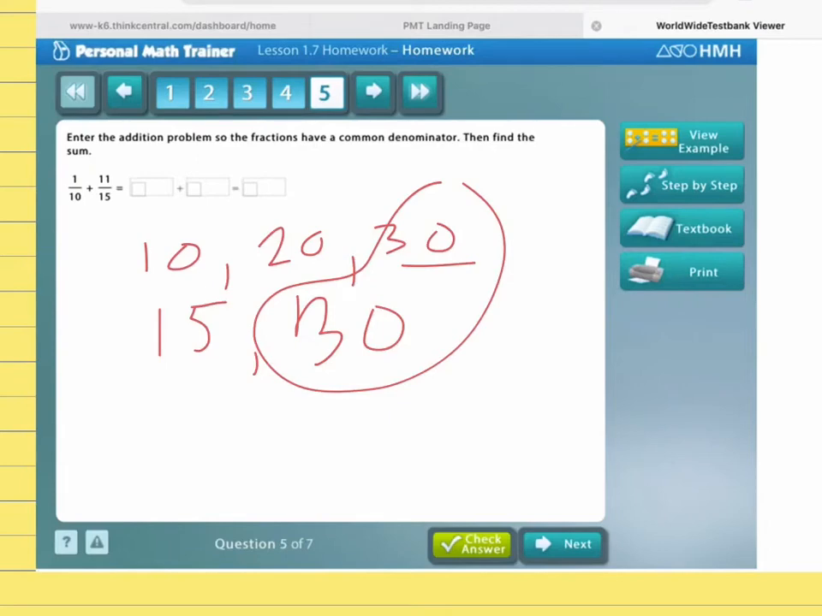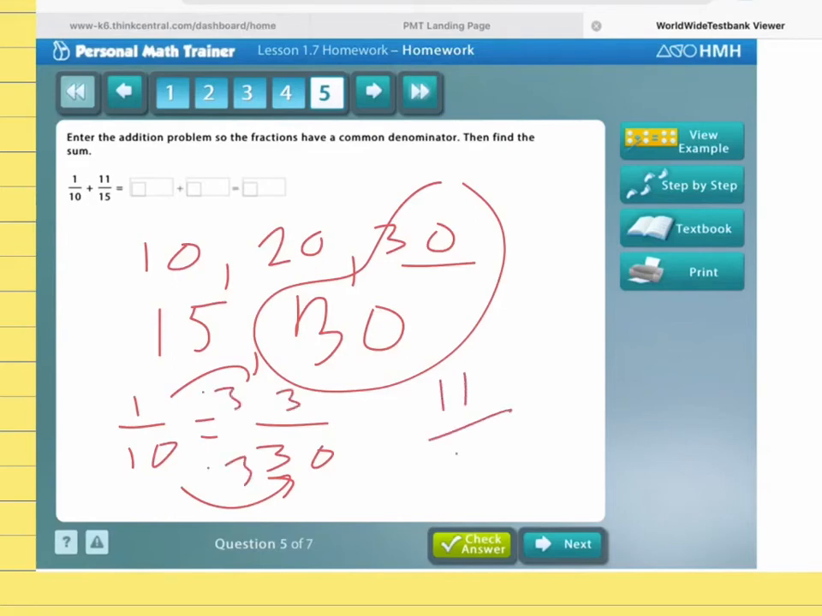Now I convert each of those into 30ths. Double rainbow time, times 3 times 3, times 2 times 2 will give me 22/30ths and 3/30ths. Adding those together, you get 25/30ths.